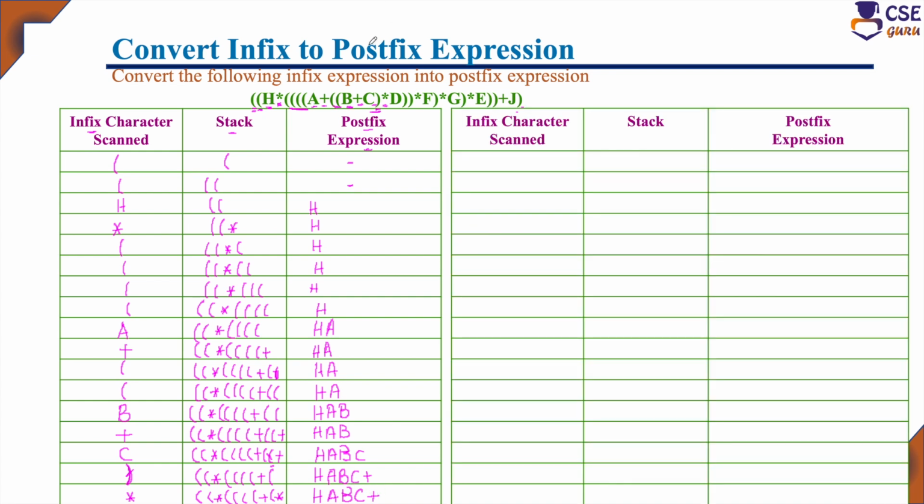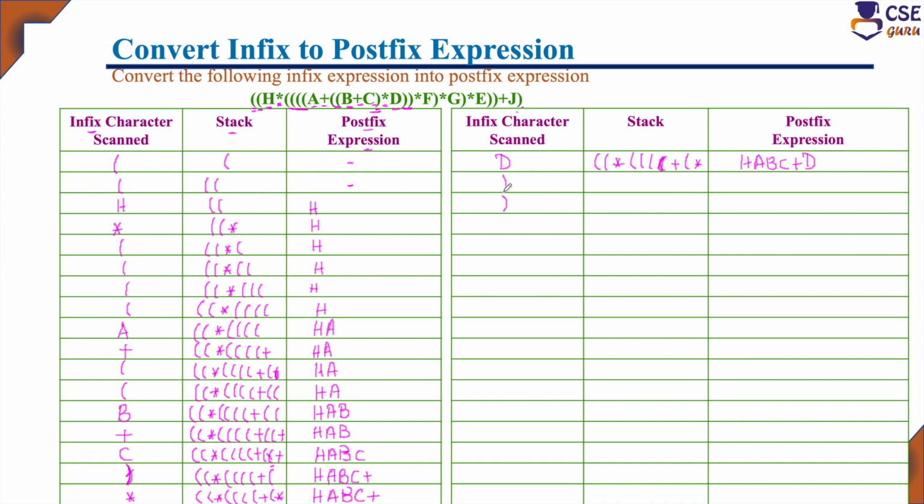And the next character you need to scan here is D. D is an operand. If it is an operand, directly place it in the postfix expression. Already the postfix expression is H A B C plus, and now it is D. And the stack content is 2 open parentheses, star, then 4 open parentheses, plus, and then open parenthesis, star. Next, 2 closed parentheses you need to encounter.